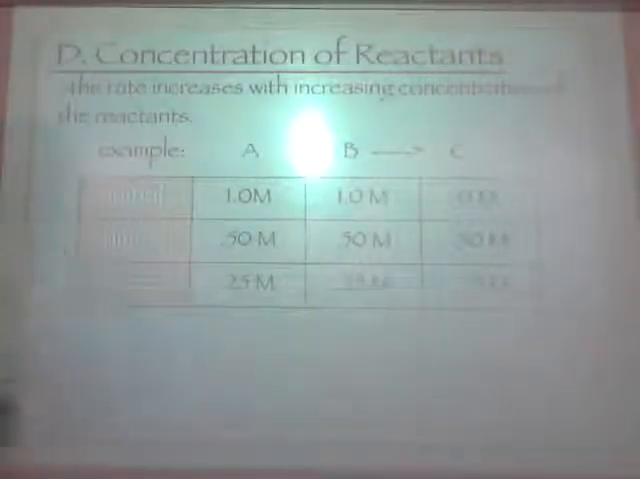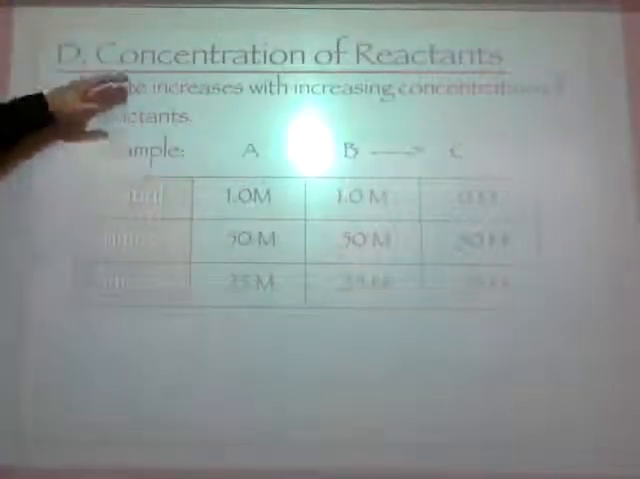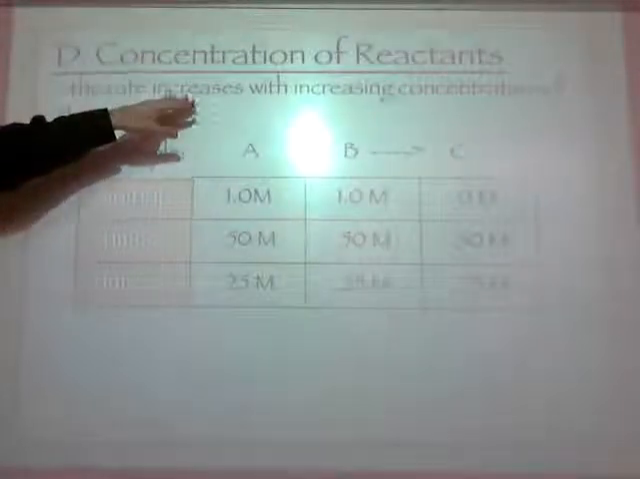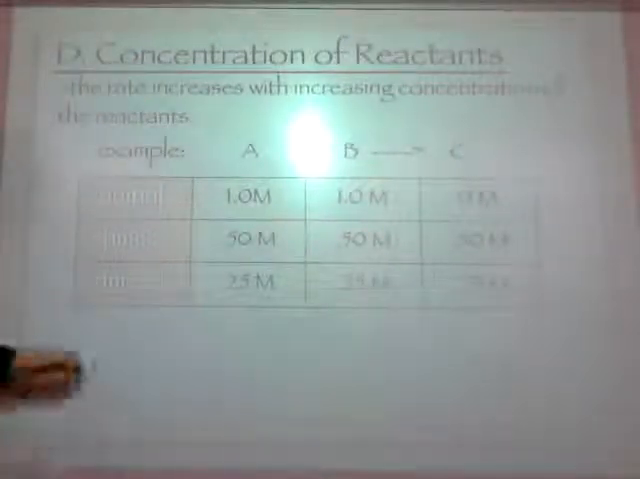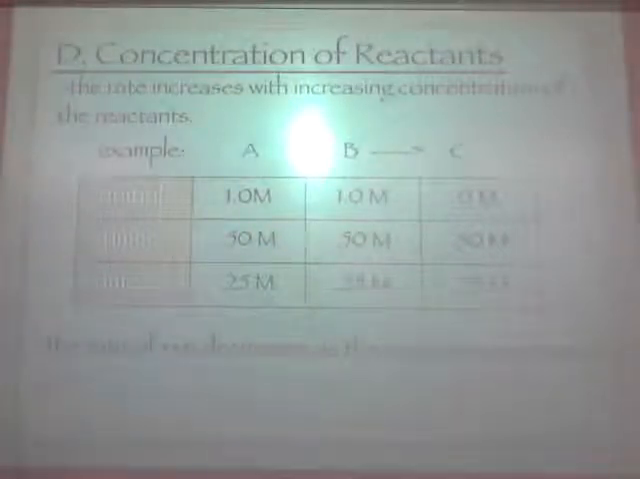However, I bet you're probably figuring out what this is going to graph like. I'm going to graph this in a minute. Before I do, here's the corollary to that statement. If the rate increases with increasing concentration of reactants, guess what? The rate of the reaction must decrease as the reactants are used up. And therefore, it's changing all the time. It's always changing.